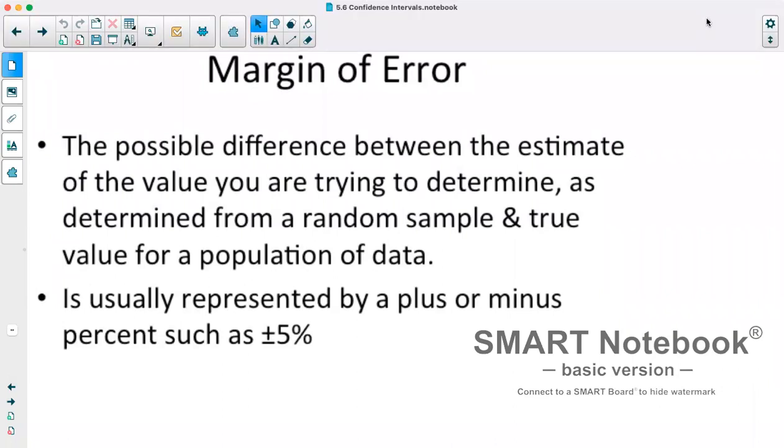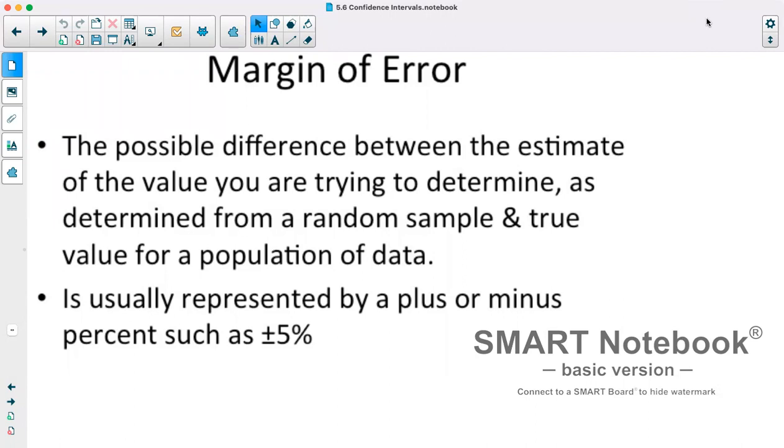So first definition is a margin of error. This is a possible difference between the estimate of a value you're trying to determine, as determined from a random sample, and the true value of a population of data. Usually this is represented by a plus or minus percent, such as plus or minus 5%.